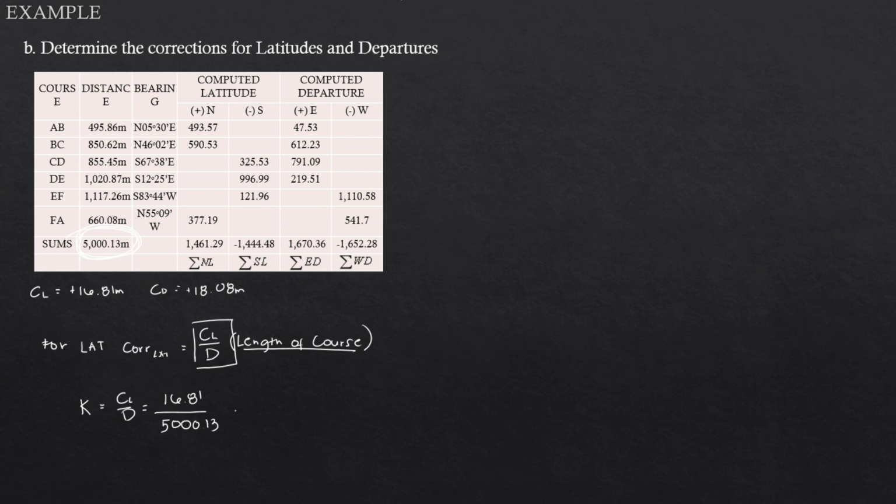Okay. So, ilan 'tong K natin? Compute. So, meron tayong 0.00336. Pero okay lang din naman na ito na mismo yung isulat nyo, 16.81 over 5,000.13. Tapos palit-palitan nyo na lang itong length of course. Pwede rin yon pagdating sa CalQ.